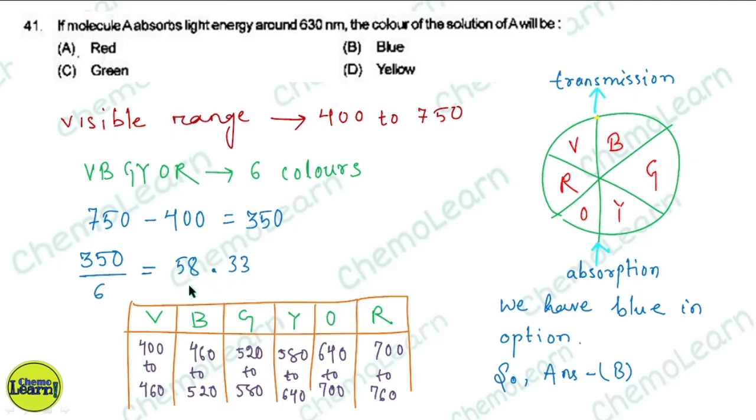So now what we'll do is categorize this VIBGYOR into 6 parts. The question is asking about 630 nanometer. The compound is absorbing around 630 nanometer, so it will absorb somewhere around yellow, orange. The complementary color will be here, and the right option will show blue color.